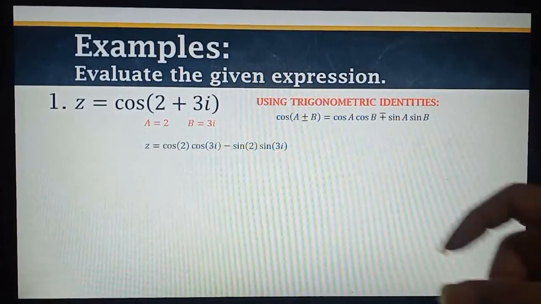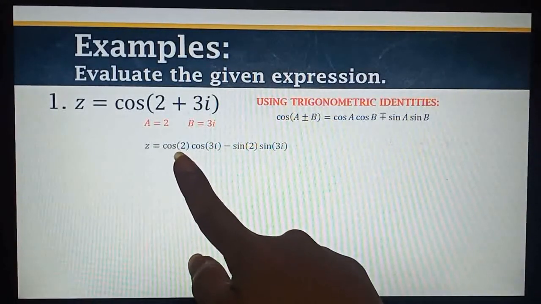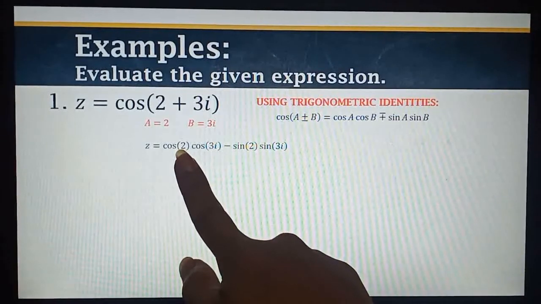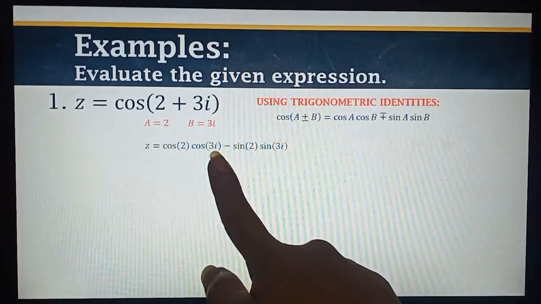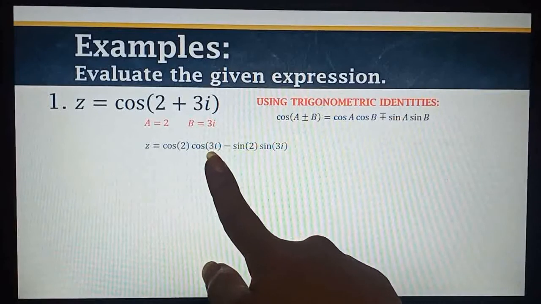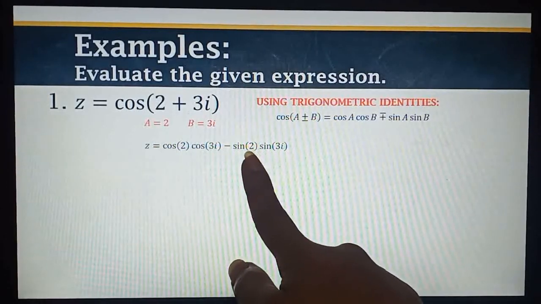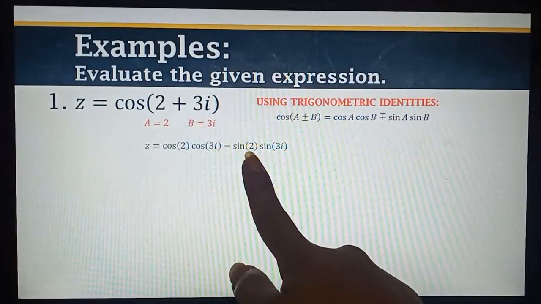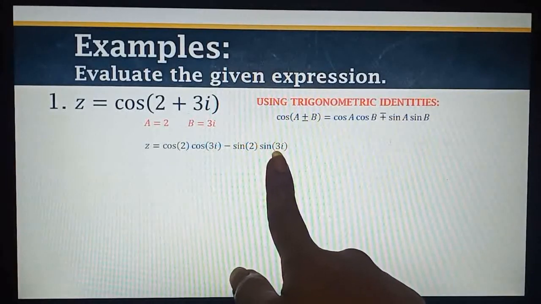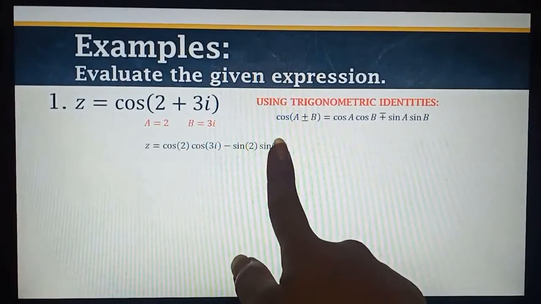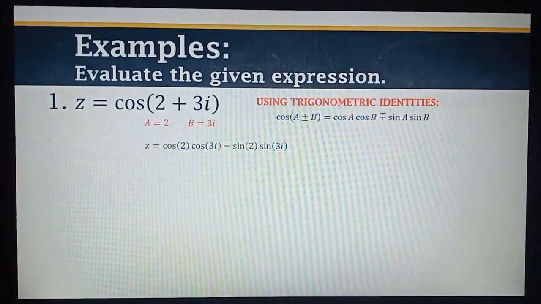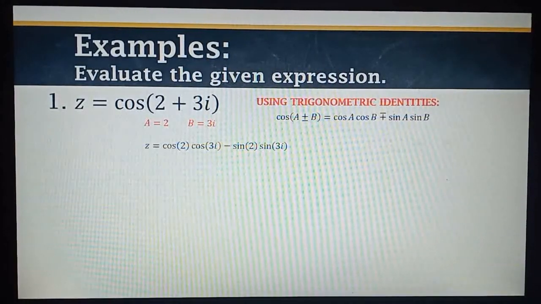Now, if you will notice, si cosine 2, wala tayong problema kasi hindi complex number yung angle niya. Pagdating naman kay cosine 3i, ito yung sinasabi natin na ang angle niya is complex number. Then sine 2, walang problema yan kasi hindi complex number yung 2. Then pagdating kay sine of 3i, nandun yung complex number na angle. So let's evaluate your equation.